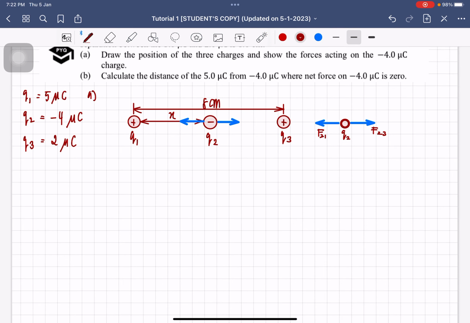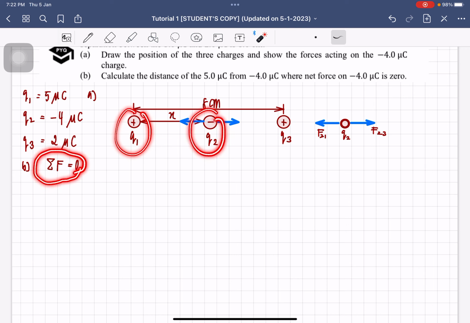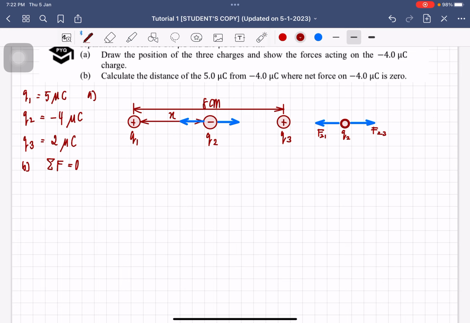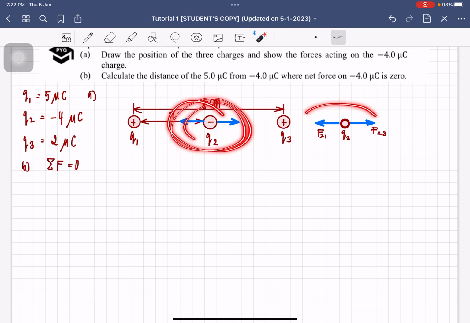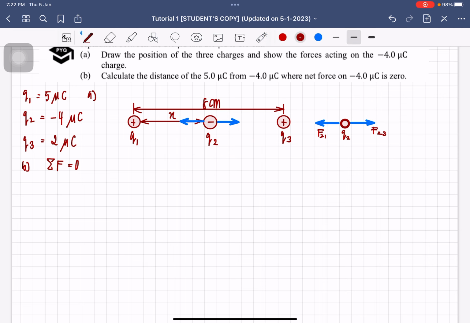consider question B, where the net force is equal to 0. So we need to find the distance of Q1 from Q2 when the net force is equal to 0. For this case we are going to focus on charge number 2 again. So charge number 2, which is this one, the force is going to be F23 minus F21 equal to 0. So this is F23 equal to F21.